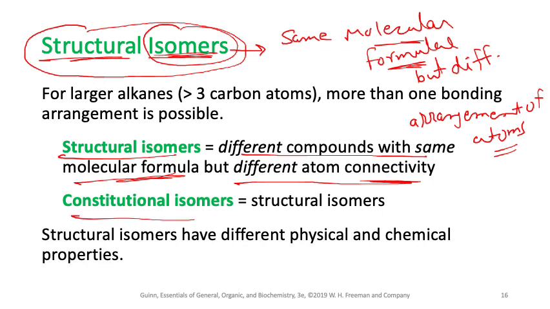Then we have constitutional isomer. Constitutional isomer is the synonym for structural isomer. So if I say constitutional isomer or structural isomer, we mean the same thing, right? And a structural isomer has different physical and chemical properties because the structures are different, right? So let's talk about these structural isomers in the next slide. We'll take an example.